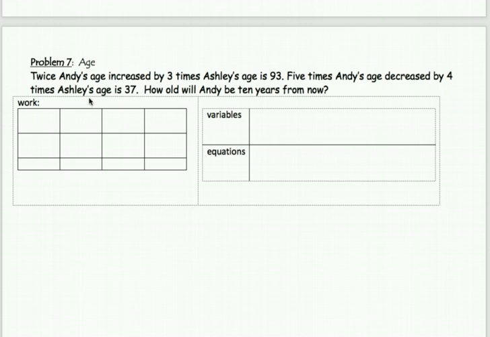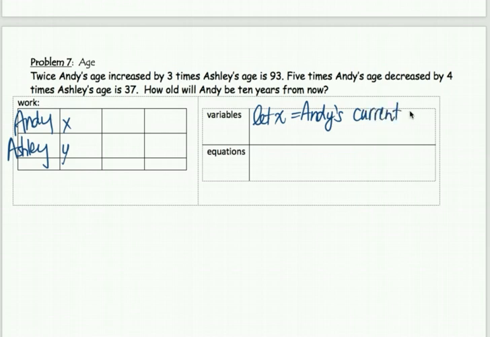So we have Andy and Ashley. We'll call it X and Y. We're talking about their ages, and we want to know how old Andy will be in 10 years. For now, X can be Andy's current age in years. Then we have Y, Ashley's current age. We'll deal with the in 10 years age in a second.